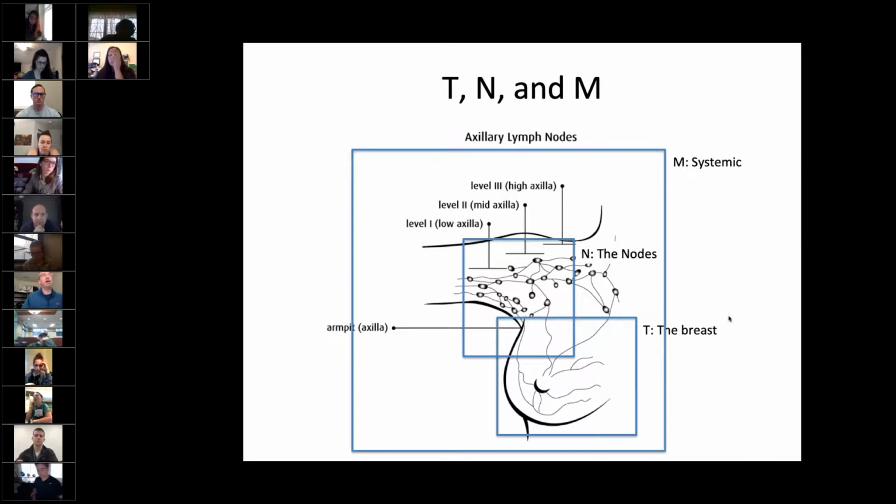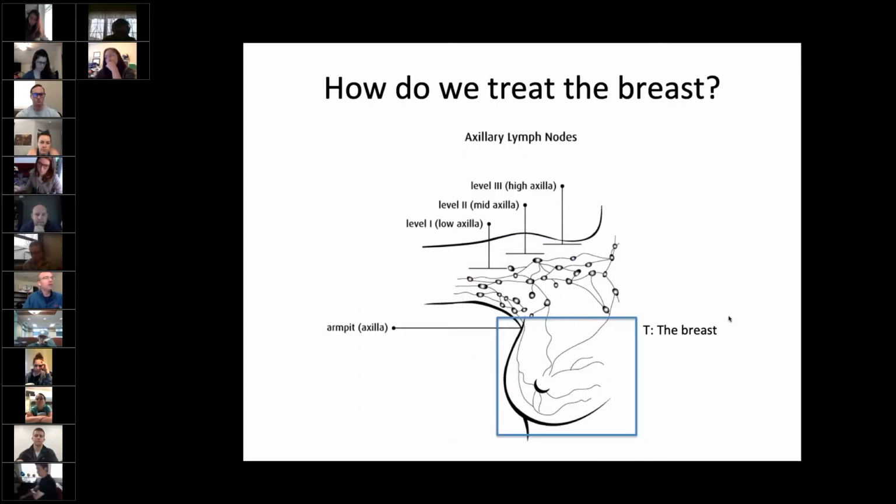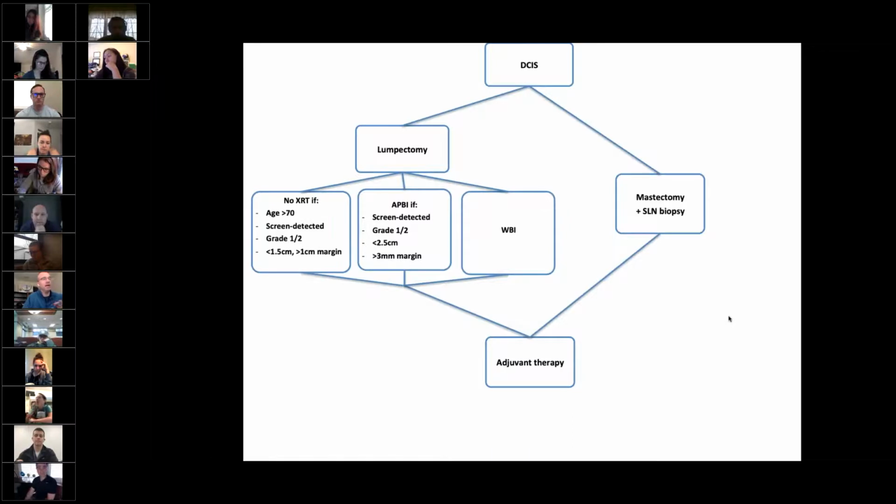And then we'll talk about how we treat the whole body. So that's going to be systemic therapy, okay? And in the case of DCIS, that's not going to be chemo, it's going to be hormonal therapy. All right, so how do we treat the breast? So this is my kind of algorithm for DCIS. So DCIS, we're going to do either lumpectomy and radiation or mastectomy. And then whichever option we get, it doesn't matter, we're going to go down to adjuvant therapy at the end. Okay, so again, breast, nodes, whole body. That's the framework that I use to think about breast cancer, whether DCIS or invasive. So we'll go through each one of these and the data behind them.